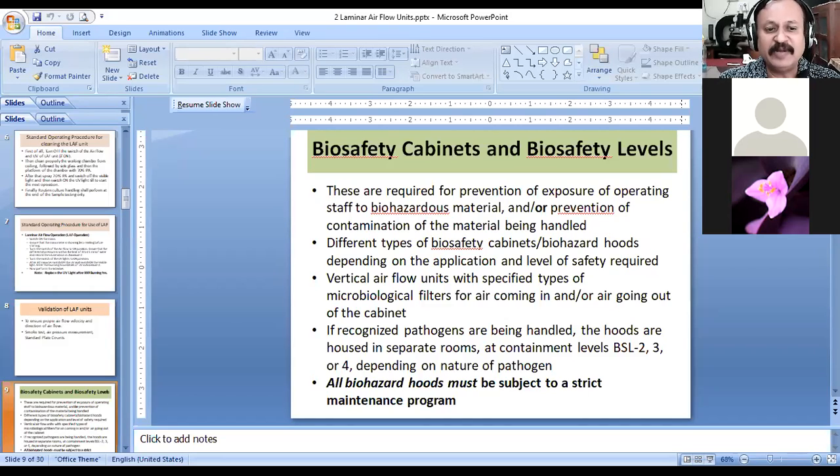But before that, let me tell you that we use a horizontal airflow cabinet. Okay, horizontal laminar airflow cabinet. If required, we may use it. And this particular cabinet is also called a class 1 cabinet. Okay, class 1 biosafety cabinet.